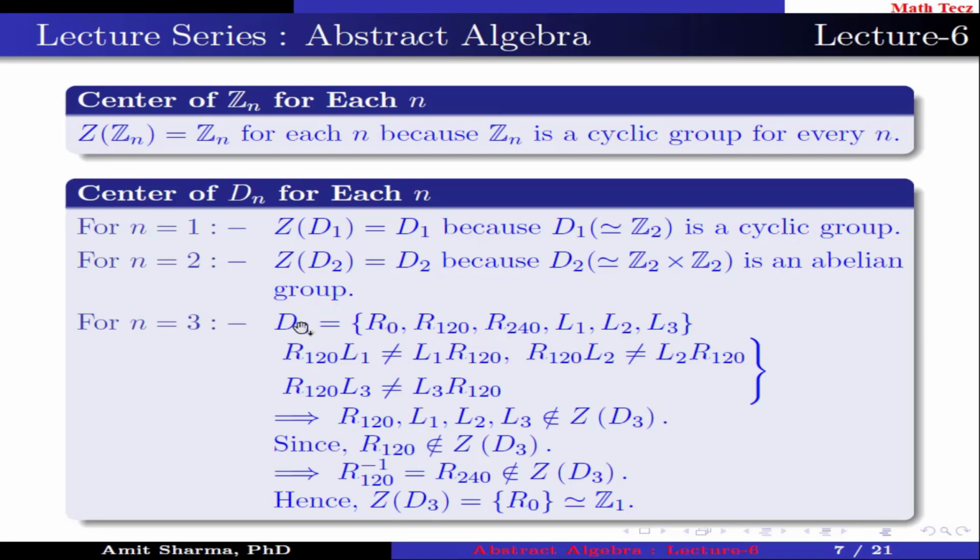For n equal to 3, D3 contains the elements R0, R120, R240, L1, L2 and L3. R120 L1 is not equal to L1 R120. R120 L2 is not equal to L2 R120. R120 L3 is not equal to L3 R120, which implies R120, L1, L2 and L3 do not belong to the center of D3. Since R120 does not belong to the center of D3, R120 inverse, which is equal to R240, also does not belong to the center of D3. Hence, the center of D3 is R0, which is isomorphic to Z1.